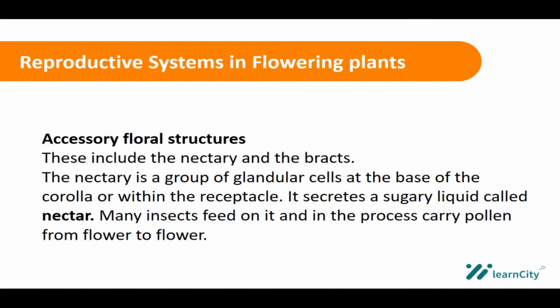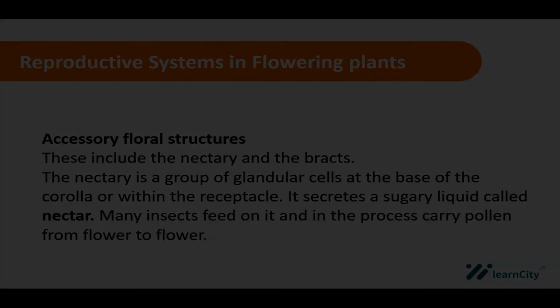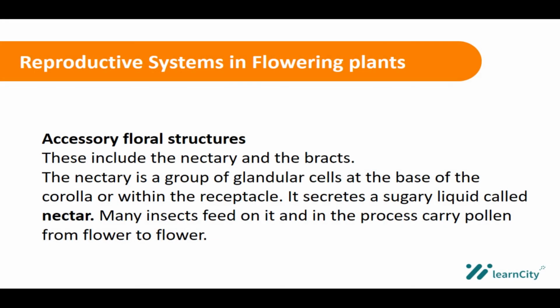So the last thing we have to talk about today is the accessory floral structures. Just as we have the various parts of the plant that we've discussed, we have some structures in the flower that are accessory, that are extra. The two major accessory structures in a flower are the nectary and the bract. So those are the accessory floral structures, the nectary and the bract.